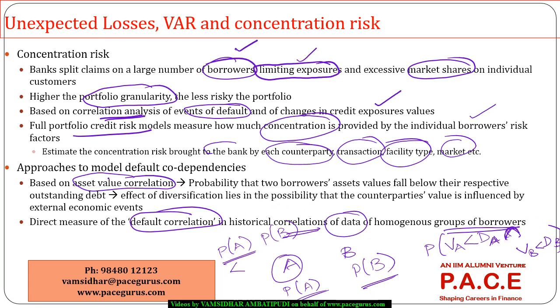That is what we are calling, based on the asset value correlation, we are trying to model the default codependencies. So the effect of diversification lies in the possibility that the counterparty's value is influenced by the external economic event. When I am using simulation to model the same, I will look at the various external economic events. Based on that, I am looking at what is the probability that party A is defaulting, what is the probability that party B is defaulting, and what is the probability that both of them are defaulting simultaneously.